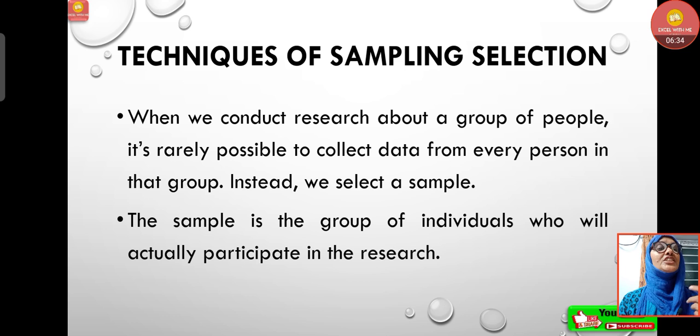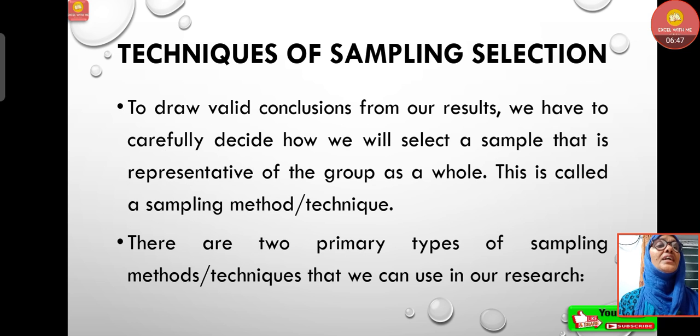When we conduct research about a group of people, it's rarely possible to collect data from every person in the group. Instead, what we do is select a sample. The sample is a group of individuals who will actually participate in the research. Now, what are the techniques of sampling selection? We have to understand clearly here.